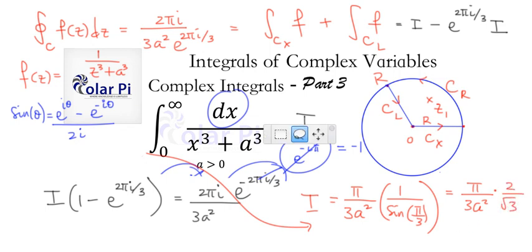Which means, finalement, that our integral has the following value, which is that I equals 2 pi divided by 3a squared root 3.